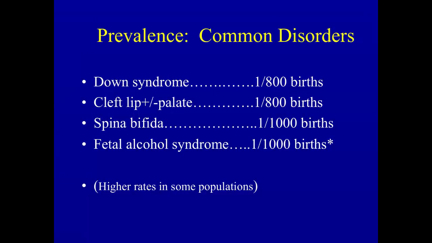Fetal alcohol syndrome is common. Here on this panel, we see that Down syndrome, which is a disorder of chromosomal development, occurs in about 1 in 800 babies born. Cleft lip and palate, which is a major birth disability, occurs almost as frequently. Spina bifida also occurs very commonly. And fetal alcohol syndrome, in contrast to these conditions that are associated with intrinsic disabilities in the developing baby, is caused by a hostile environment to the developing fetus.